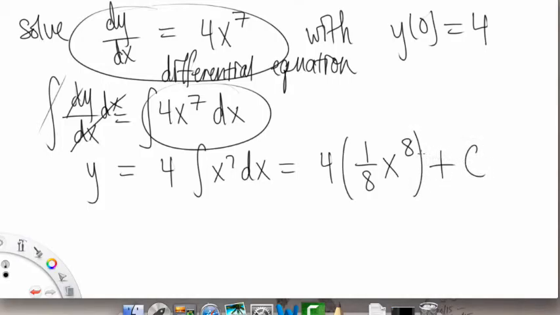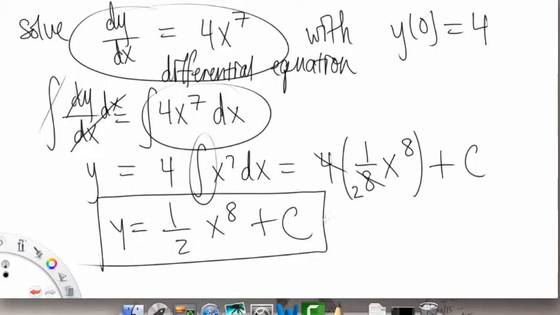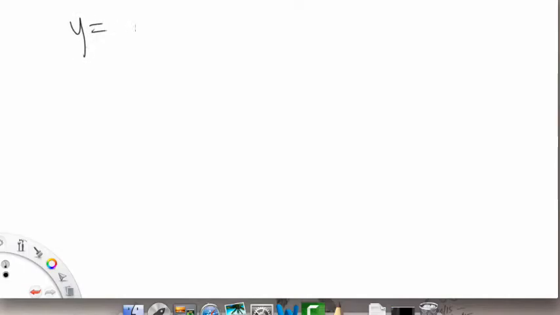And we can't forget our plus c, because here we're dealing with an indefinite integral, meaning we don't have limits of integration. Okay, so then continuing, the 4 cancels with 8, so we get 1 over 2. Okay, so y is equal to 1 over 2 x to the 8th plus c. Alright, so normally we'd be done. This is our general solution, okay? That's what it's called, our general solution. But now, on the next slide, I'll show you how to make use of this initial condition in order to find a specific solution.